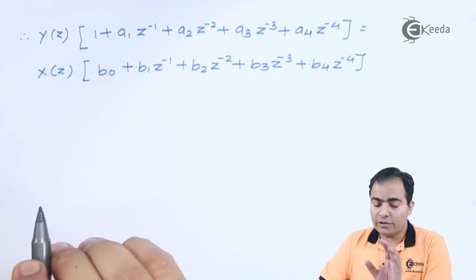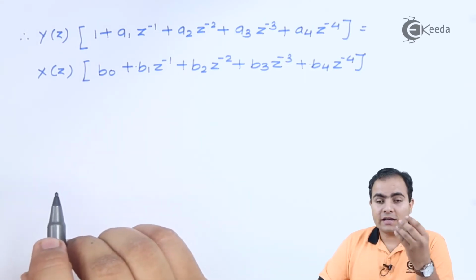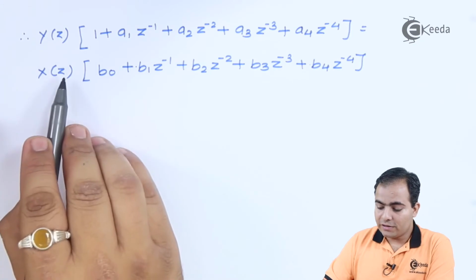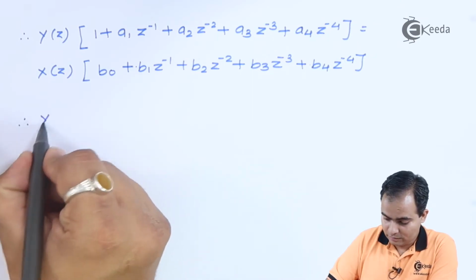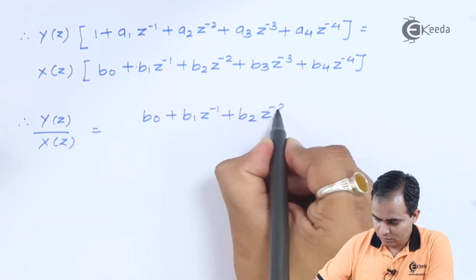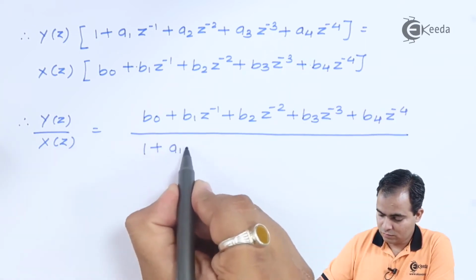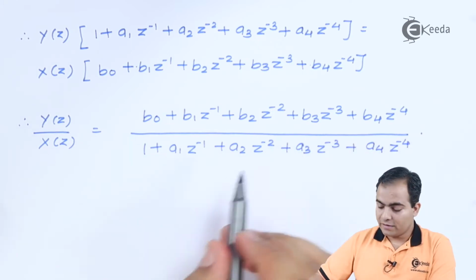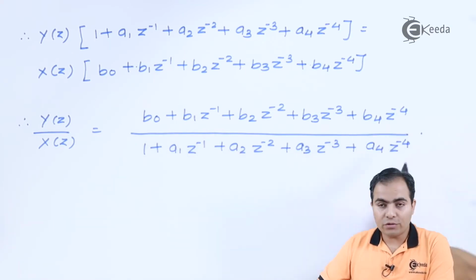Now what we want is the transfer function, and for the transfer function we want Y of z upon X of z, that is the output in the z domain upon the input in the z domain. So I'll shift this X of z to the left hand side and the product of Y of z on the right hand side. And this is nothing but the transfer function of nth order, or you can say the fourth order function.